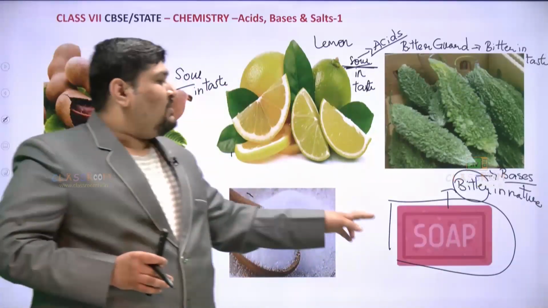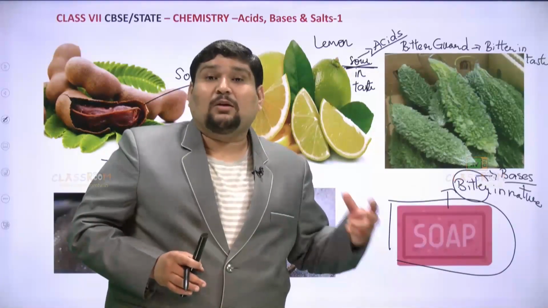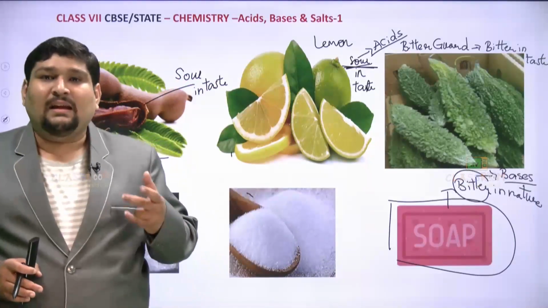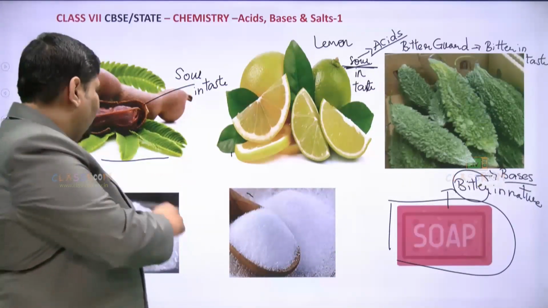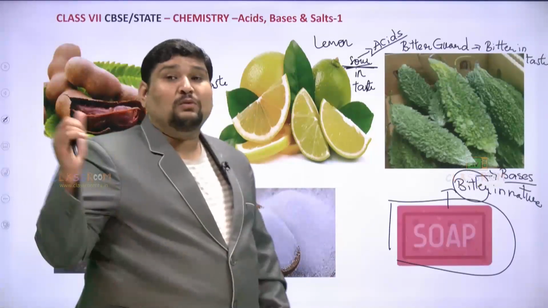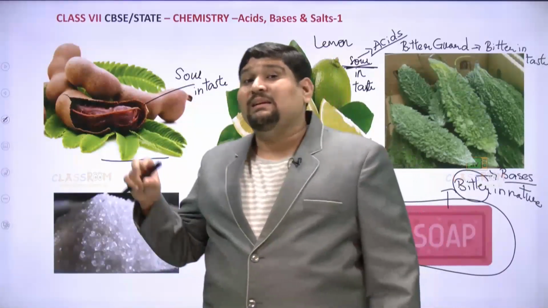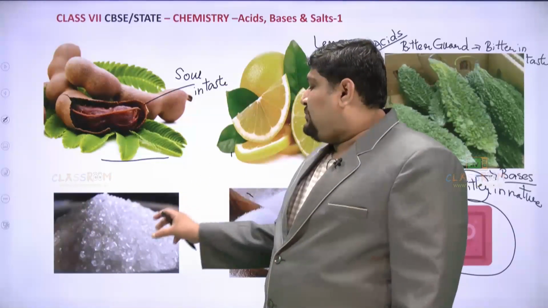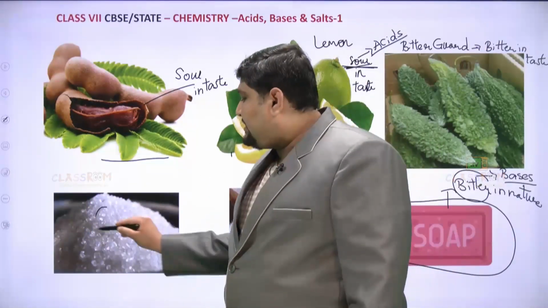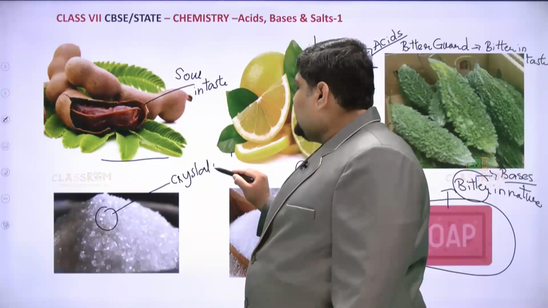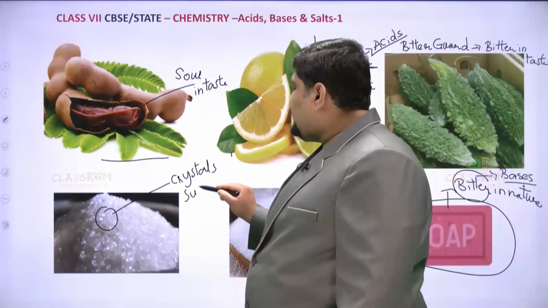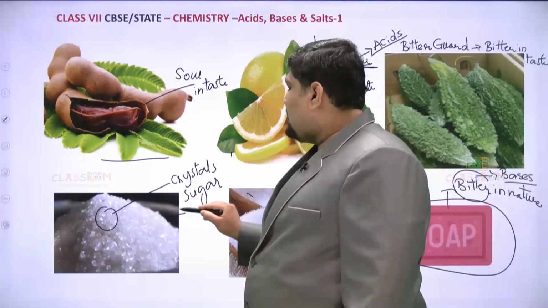Same example, as I said, soaps are also bitter in nature. In the same way, if you go for other examples, we took the example of sugar and also salt. The appearance may make them seem the same, but you can find these have a crystalline structure. It's crystalline, meaning the crystals, because sugar is mostly available in the form of crystals.